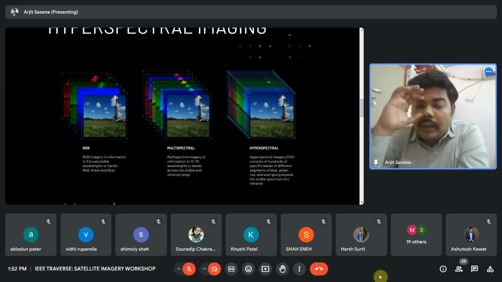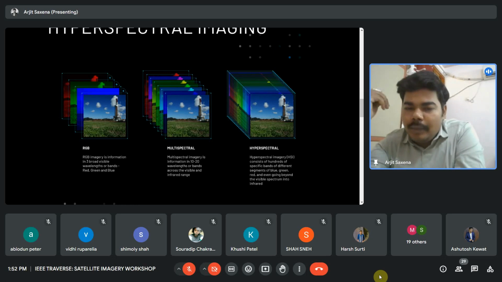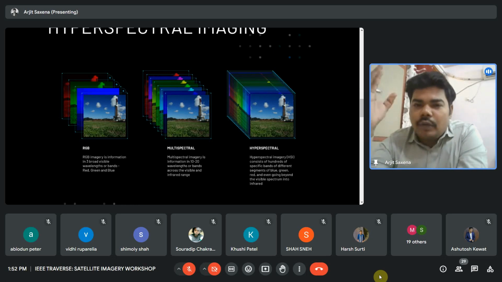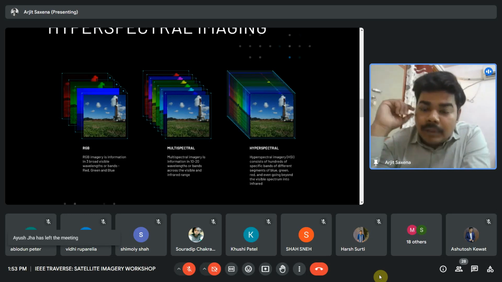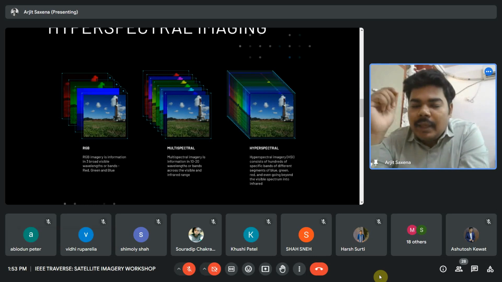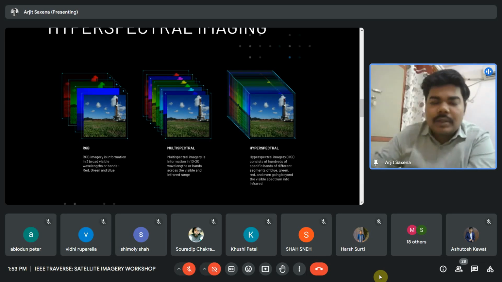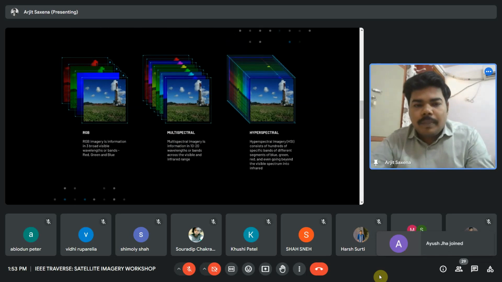Like if you are running hyperspectral imaging on myself, you will get a detailed version of myself. Even bones you will be able to study, my jaw structure, my muscles, my tissues, each and everything on my skull. So this is the power of hyperspectral imaging. I have a video for this, let me present it so you guys can get an idea.